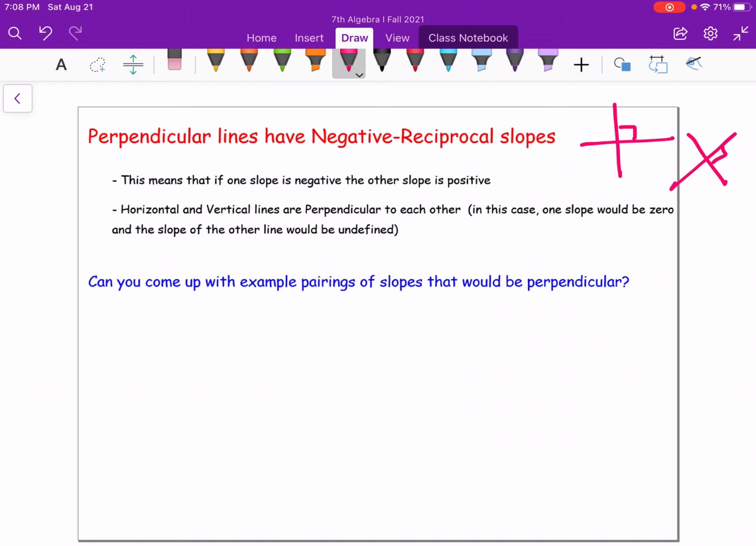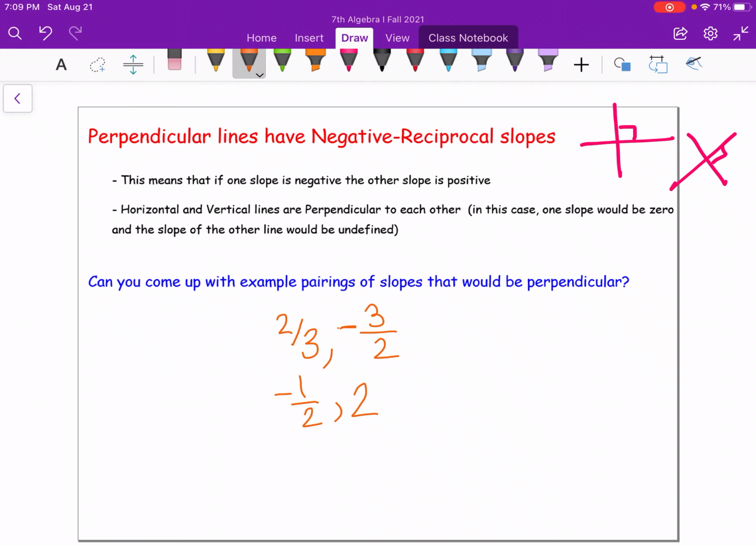So can you come up with example pairings of slopes that would be perpendicular? So some examples would be like 2/3 and negative 3 halves. So one's positive, the other one's negative, and you also flip that fraction. Or negative 1/2, and then that's negative, so the other one would be positive. And if I flip that fraction, it becomes 2 over 1. Or 2.